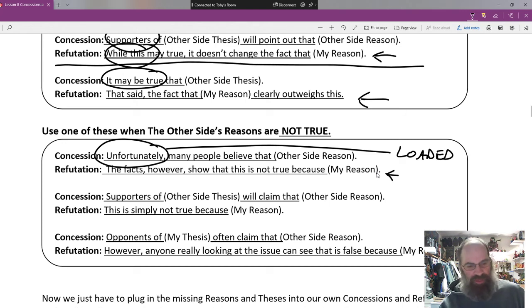Supporters of will claim that this is simply not true because. Opponents of my thesis often claim that. However, anyone really looking at this issue can see this is false because. Again, you want to be careful with that, because only idiots believe this. As soon as you resort to attacking the other side, you're not arguing anymore. You're just bickering, and you don't want that.